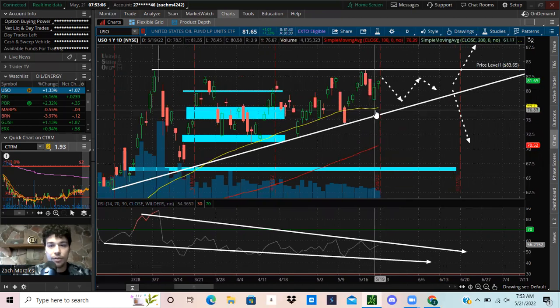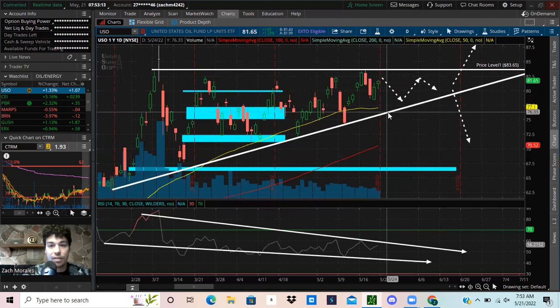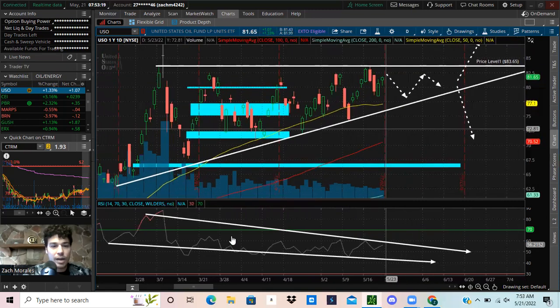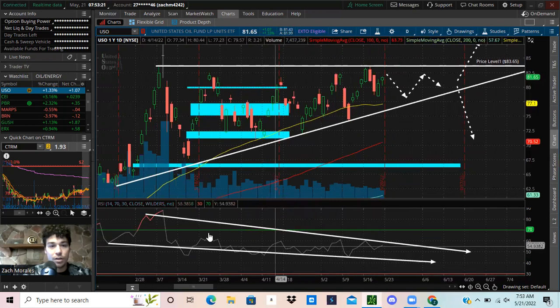We're trading above the 50 SMA. That's bullish. So we may come down here, bounce around the 50 SMA or this trend line as a support level if we start to pull back. And then we also have a little bit of some bearish divergence on the chart as well.